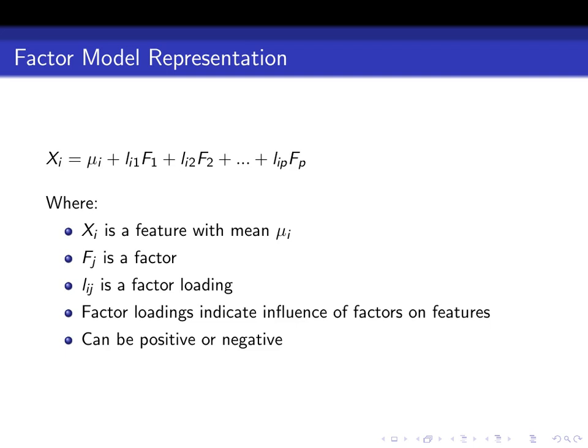Now, let's look at how we can represent these relationships mathematically. The factor model shows us how each feature can be expressed in terms of various factors, with factor loadings indicating the strength of these relationships. These factor loadings tell us exactly how much influence each factor has on our observable features.